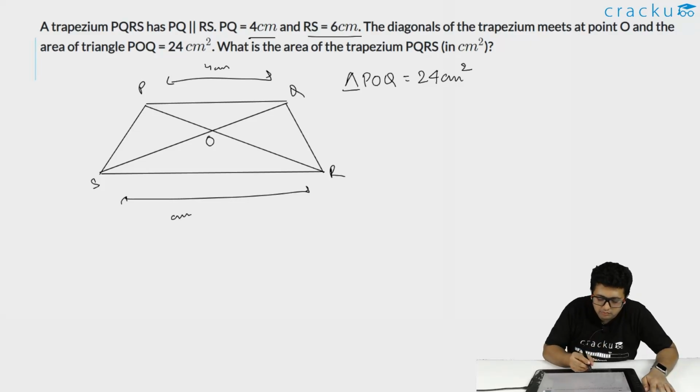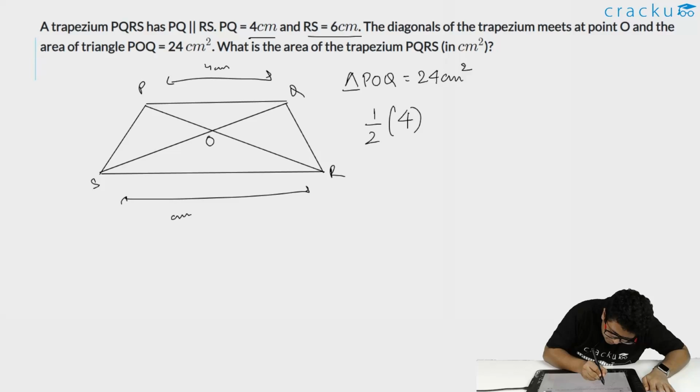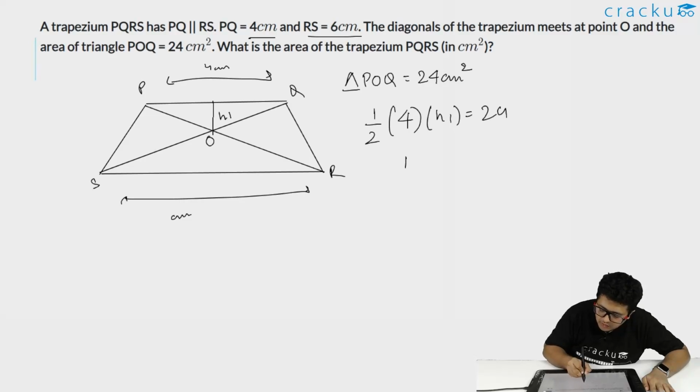So now the basic formula of the triangle, half into base into height. The base of the triangle POQ is 4 centimeters, so half into base is 2, and we will assume this as the height H1. So H1 into 2 is equal to 24, and we get H1 is equal to 12.